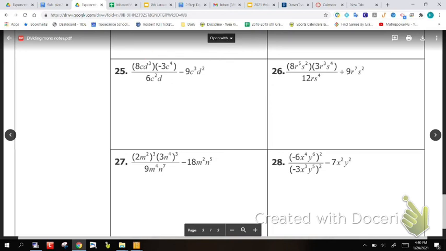First of all, the 8 and the negative 3 are just coefficients. Multiply those together. C to the 1st times C to the 4th, add your exponents, is C to the 5th. D to the 3rd. There's no other D's up there, so that's just going to stay the same.